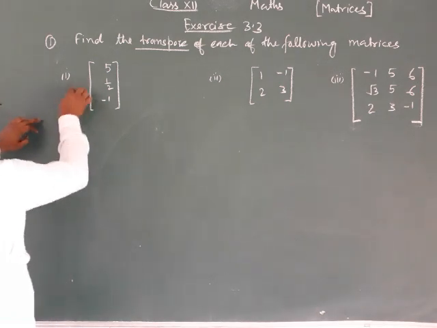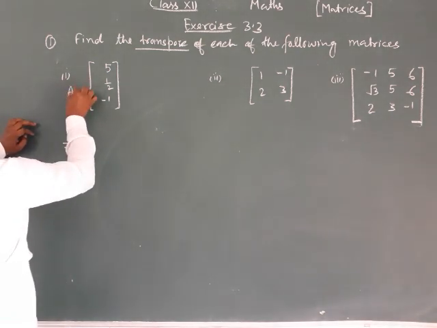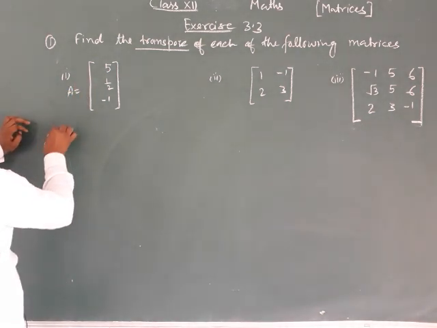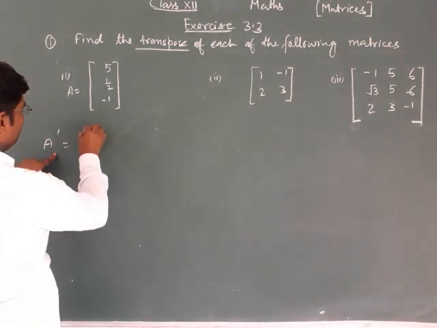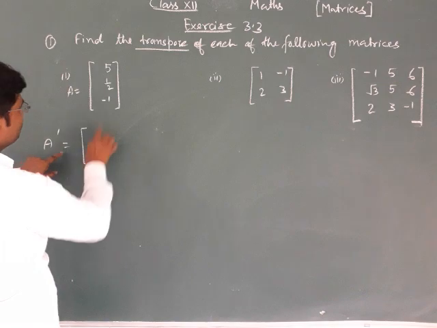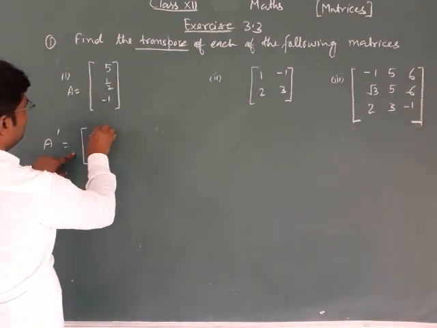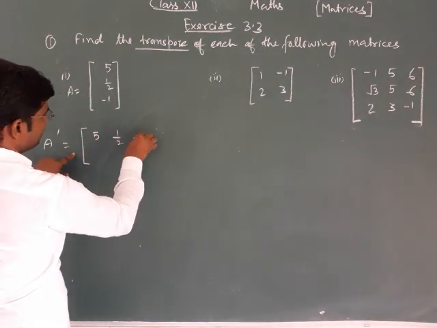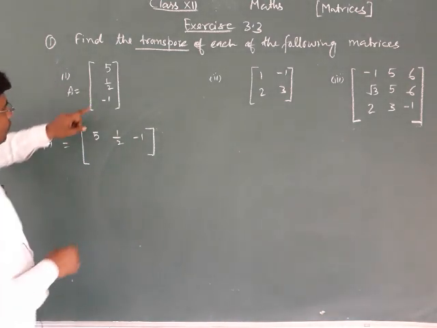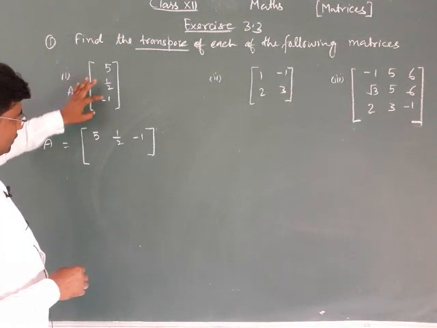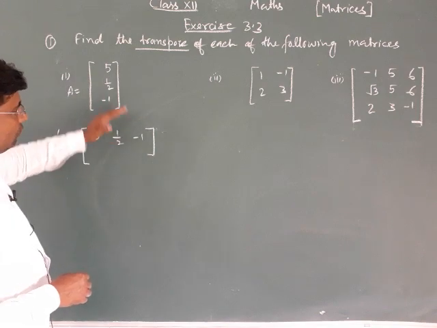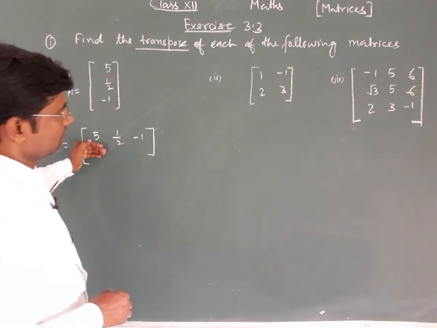So this is matrix A. The transpose of matrix A is equal to, so now change to 5, 1 by 2, minus 1. So row 2, this is a column, changes into a row. So this is the transpose matrix.